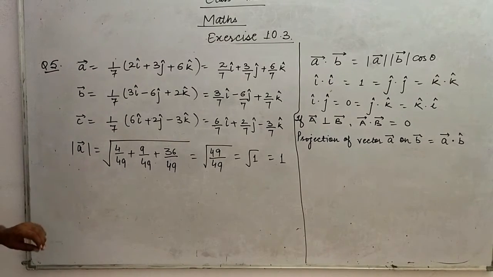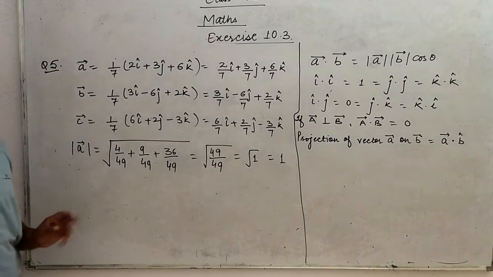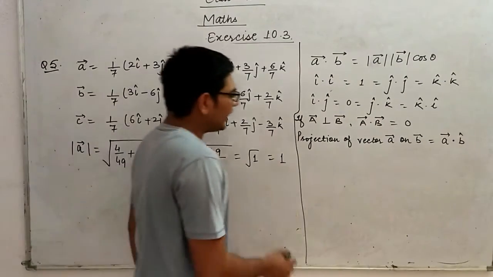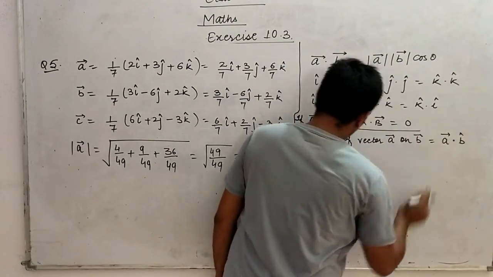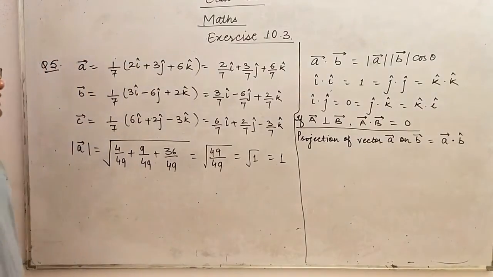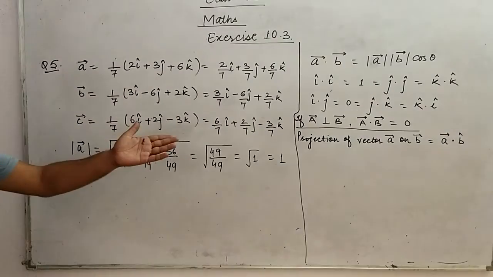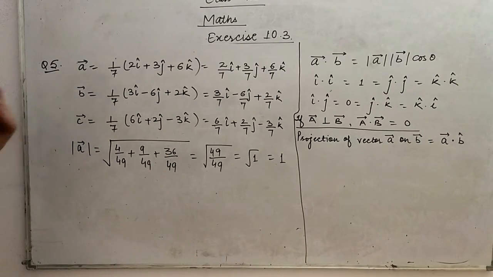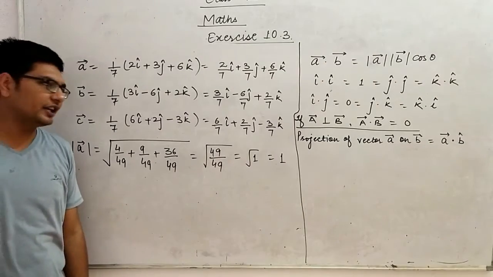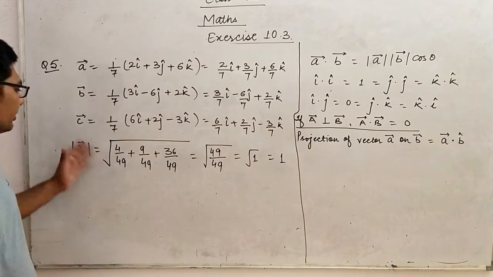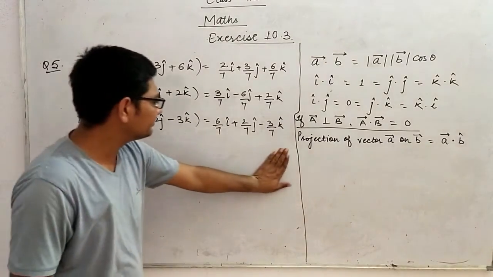The next part of this question says to prove that they are mutually perpendicular. And I have told you here, if vector A is perpendicular to vector B, then A dot B is 0. Right? You can see there. So if they are mutually perpendicular, I have to show that their respective dot products will be 0.